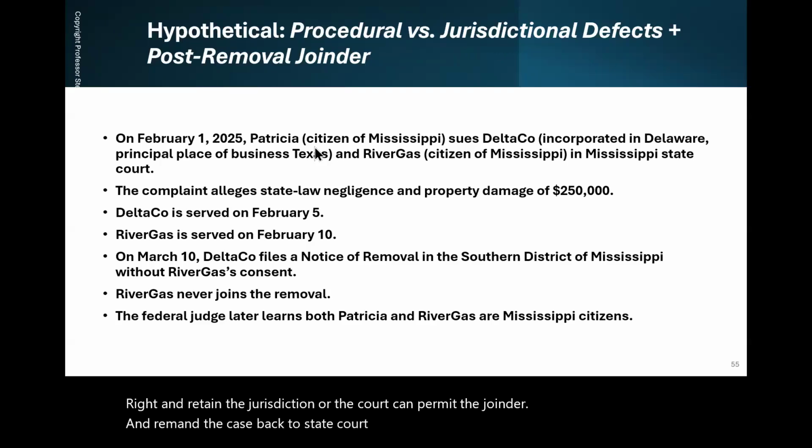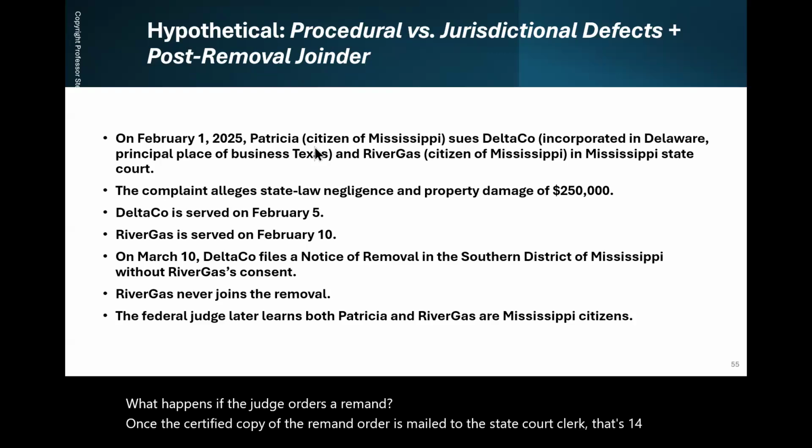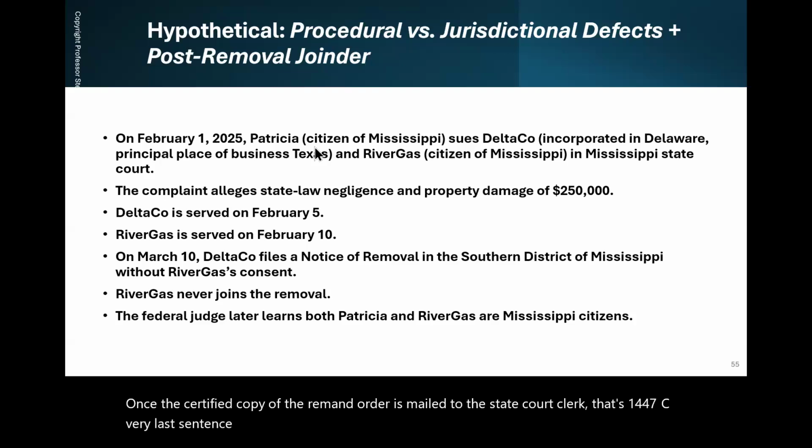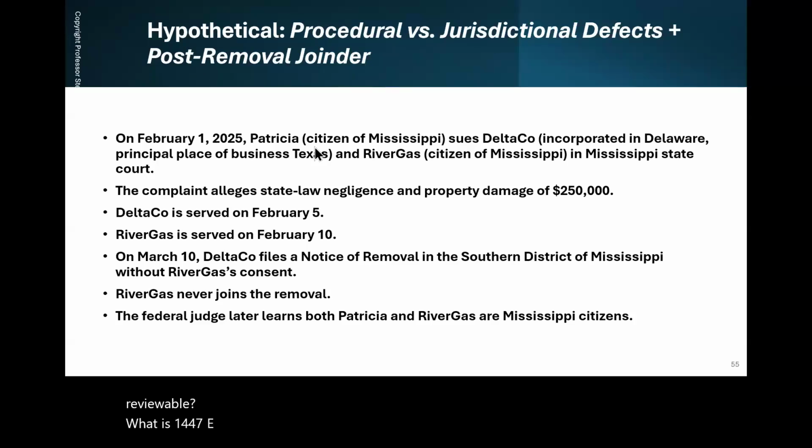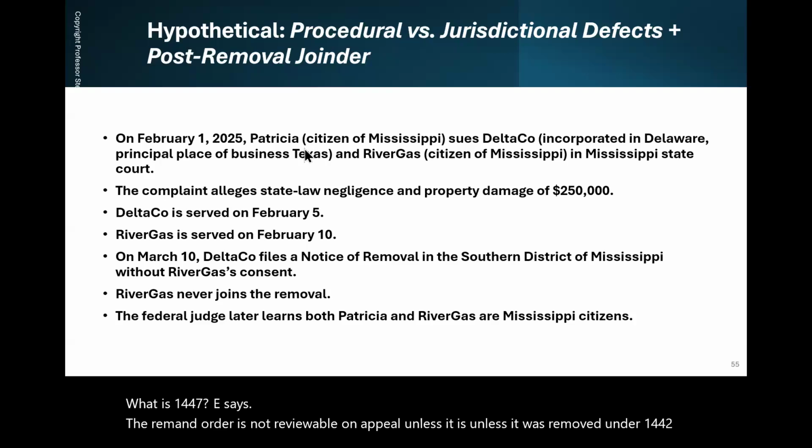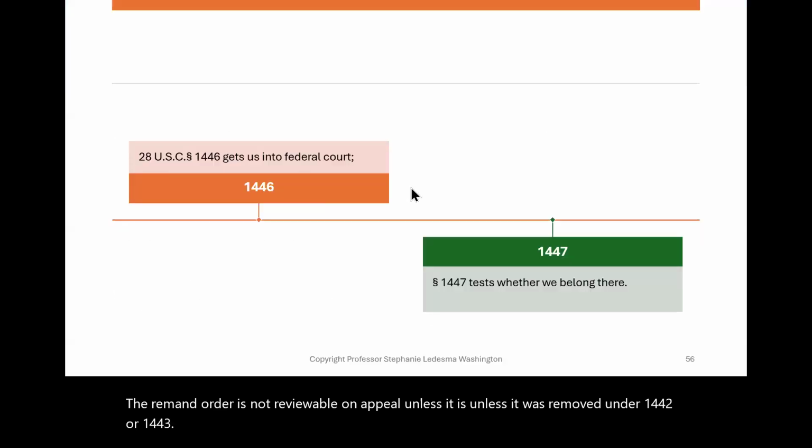Here's the last question. What happens if the judge orders a remand? Once the certified copy of the remand order is mailed to the state court clerk, that's 1447(c), very last sentence, the remand becomes effective and the state court regains authority. Is it reviewable? What does 1447(d) say? The remand order is not reviewable on appeal unless it was removed under 1442 or 1443. So easy, right?